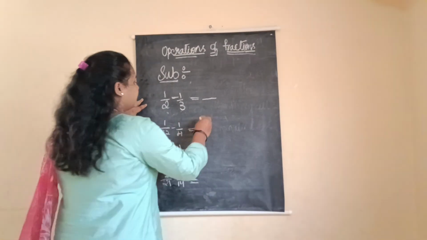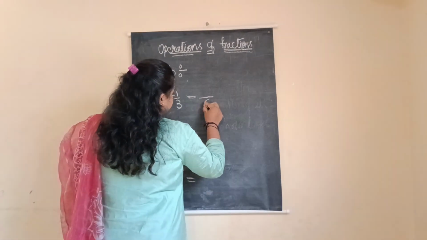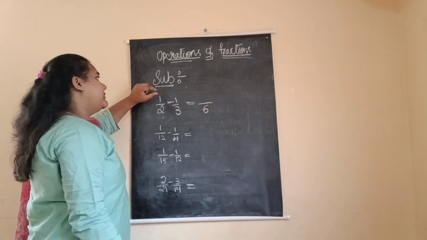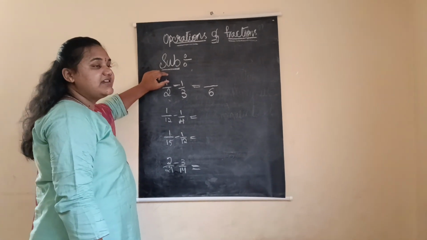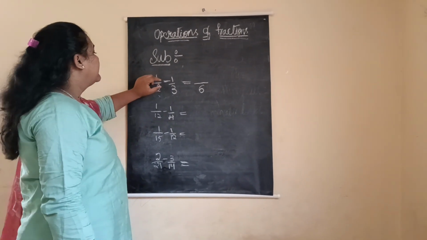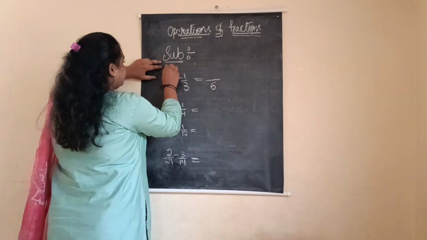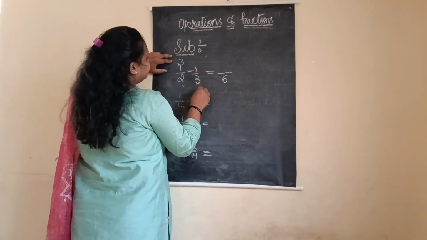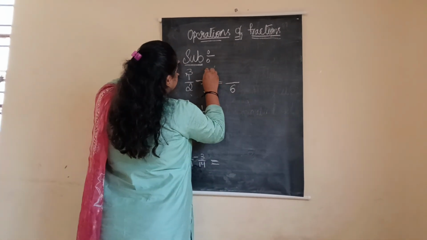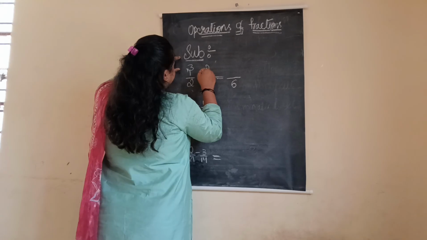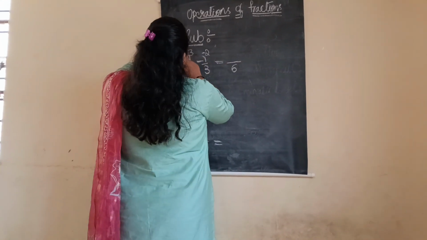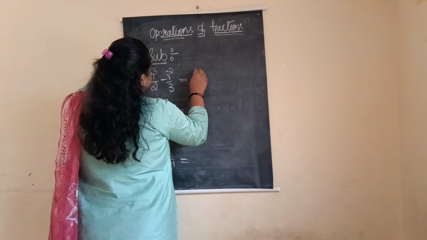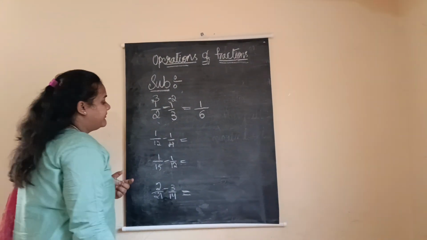2 3s are 6. But when we write the multiplication value, we must put the symbols. So 2 3s are 6, 1 into 3, 3 2s are 6, 1 into minus 2. Minus 2 plus 3, 1 by 6.